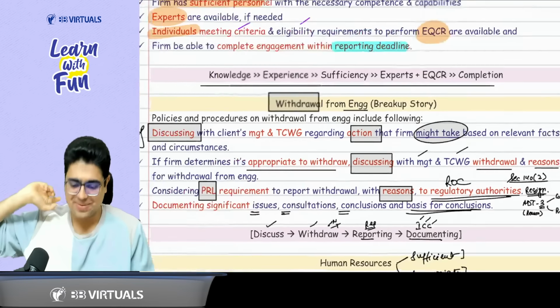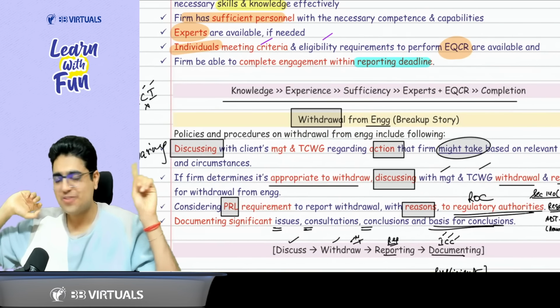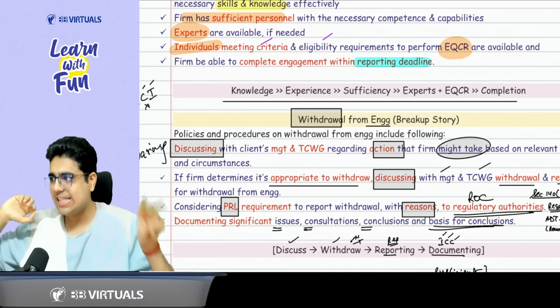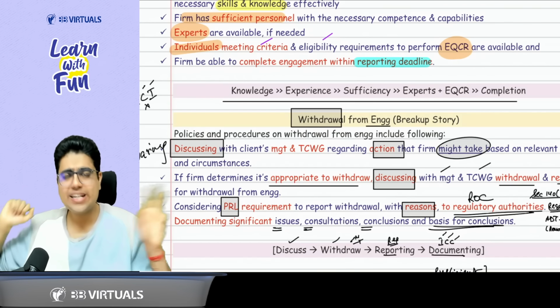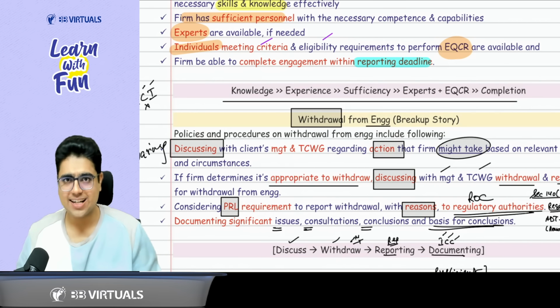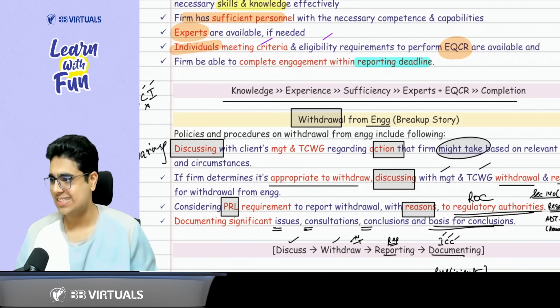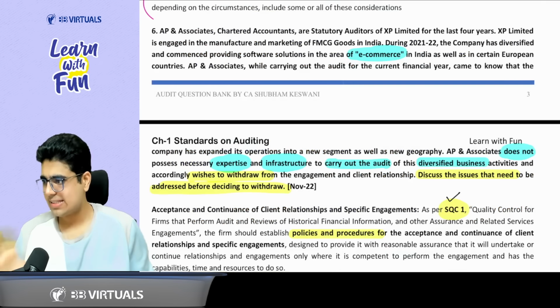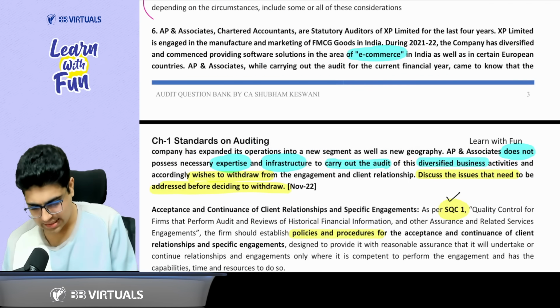So remember these 3 points. Don't directly withdraw. First of all, discuss, then withdraw. In this case, you also need to inform the regulatory authority and last, document the ICC. ICC means the issues, consultations and conclusion. Let's do a good question on this. Come on. Yes, everyone, please come to question number 6.